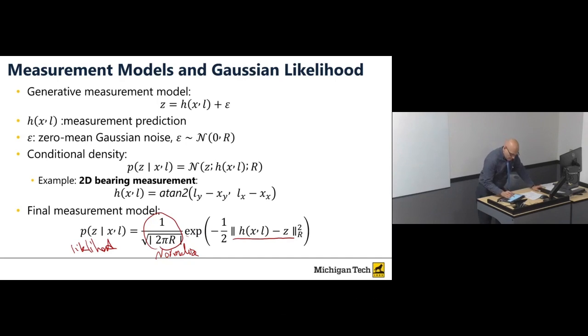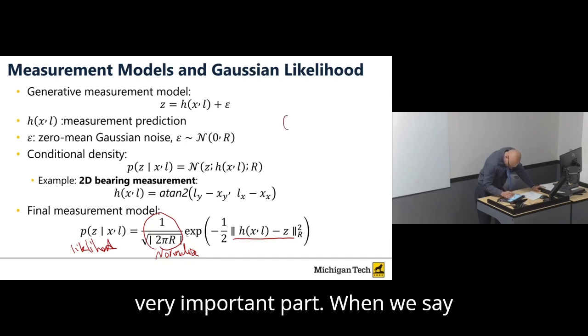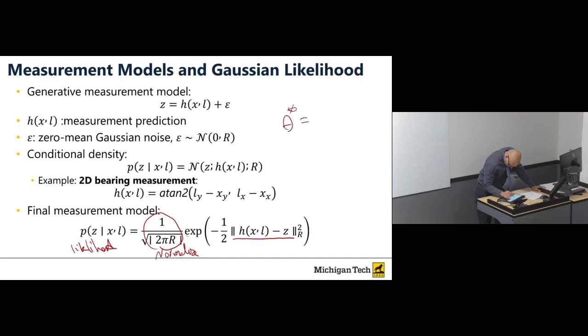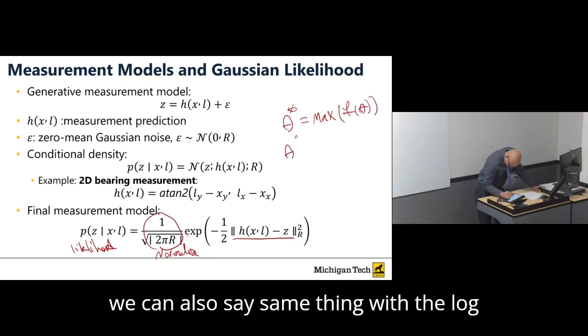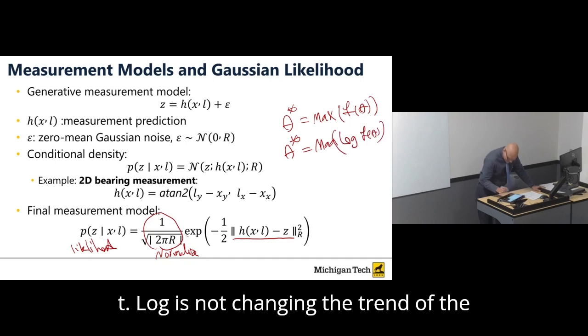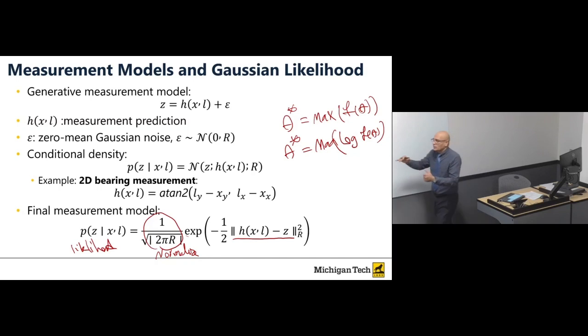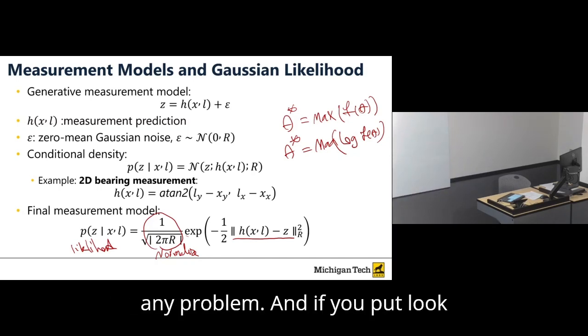Because if we say x, let's call it theta, that's a very important part. When we say theta star is the max or min of f of these, we can also say the same thing with the log of that: the max of log of f. Log is not changing the trend of the function. That's very important. So you can always put a log there without any problem.